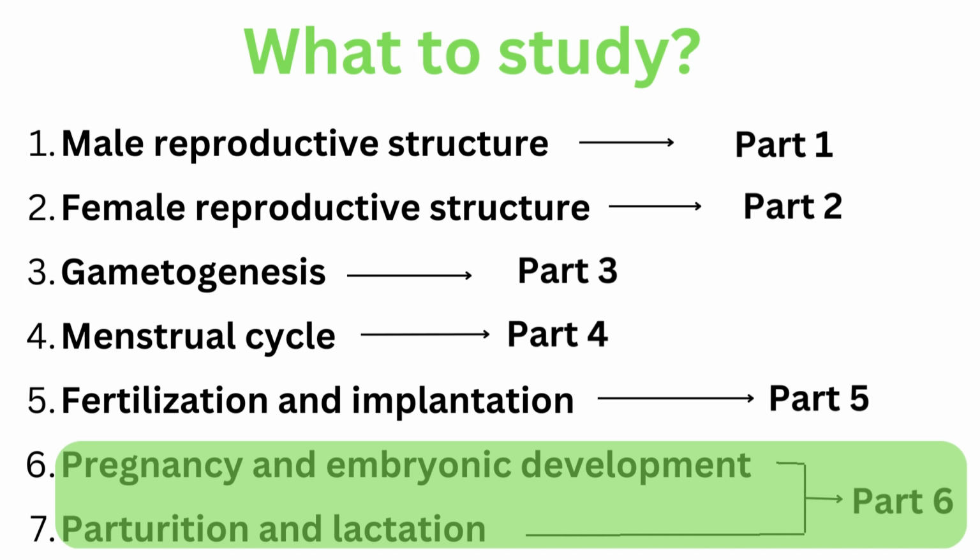So far, we have covered 5 parts out of 6 of this chapter, human reproduction, and today we are covering the sixth part, that is pregnancy and embryonic development, and parturition and lactation. The links of these 5 parts and the previous chapter, I have given that link in the I button above. You can check it out. Now we are proceeding ahead.